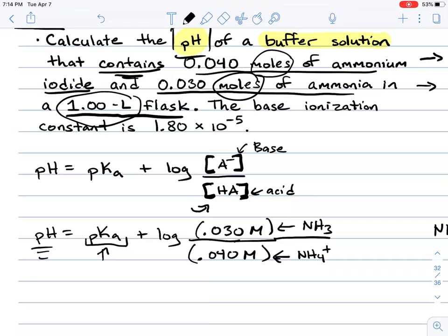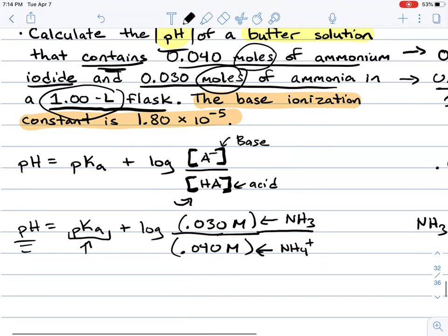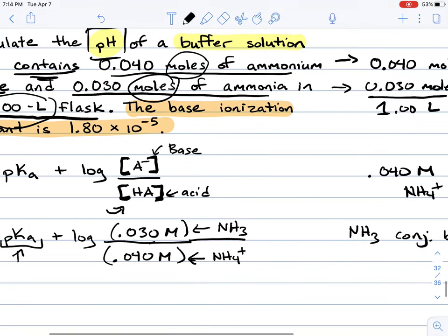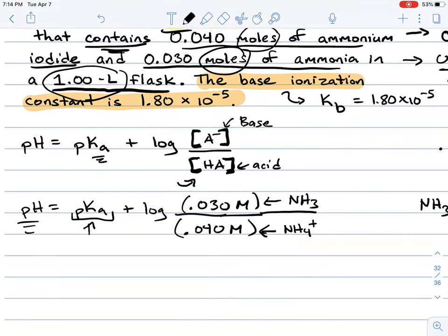Now, if you look at the last part of this problem, I'll highlight it in a different color. The base ionization constant is 1.80 times 10 to the negative 5. So if I wanted to translate that, base ionization constant is representing Kb. And so that's equal to 1.80 times 10 to the negative 5. Well, we have a problem because this equation is calling for Ka and not Kb.